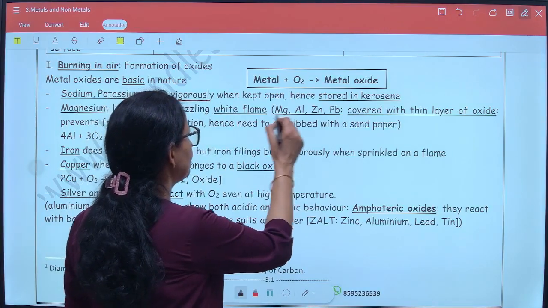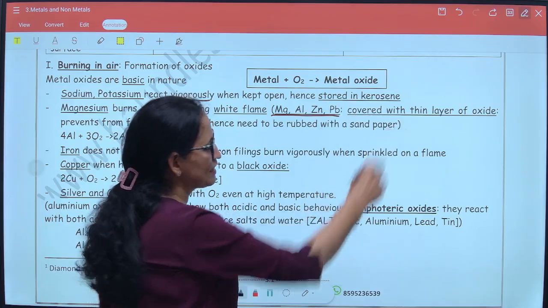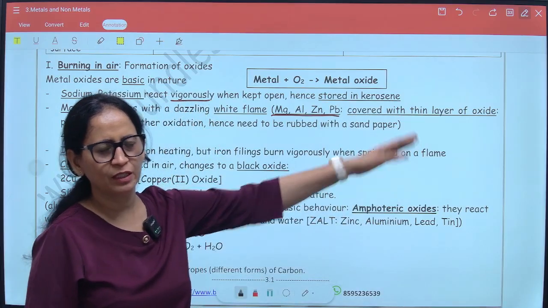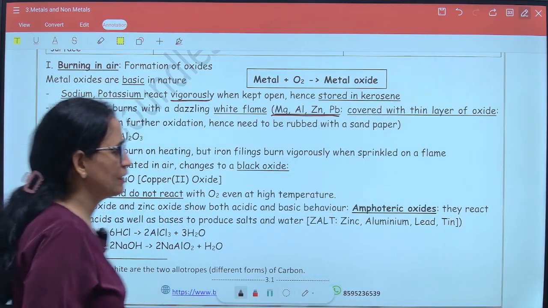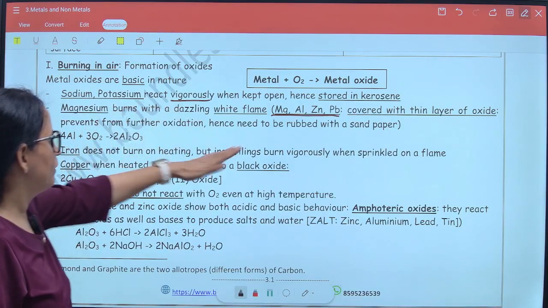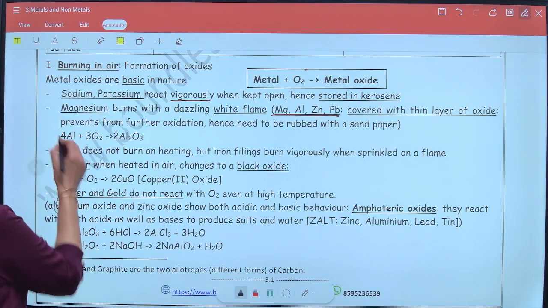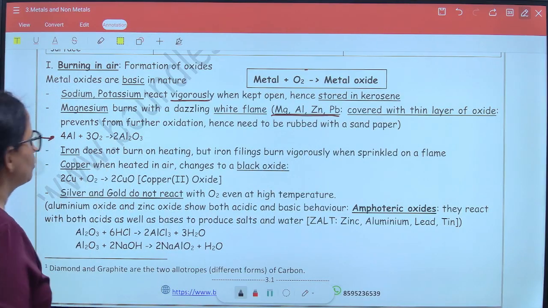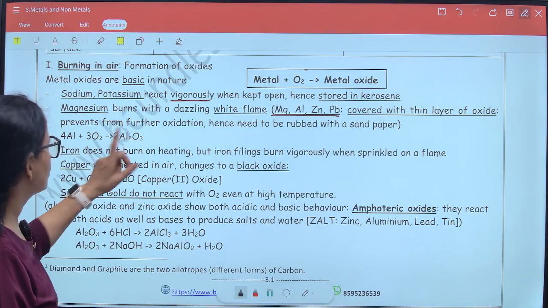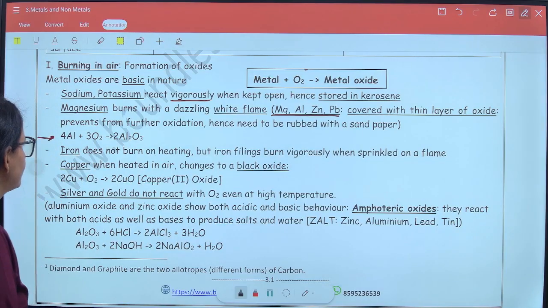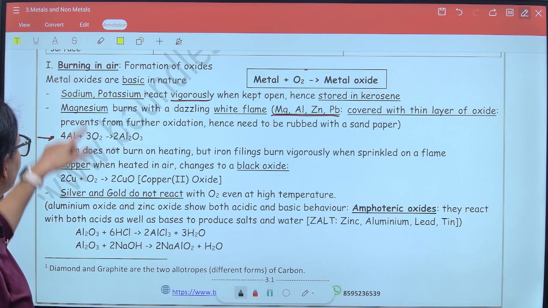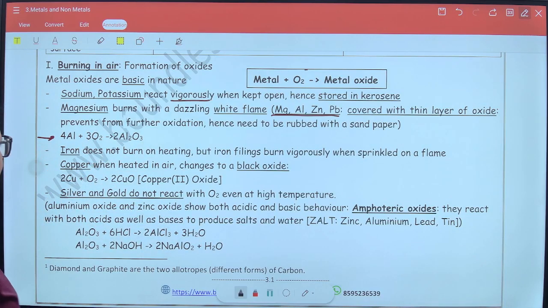So, magnesium, aluminium, zinc and lead, all these get covered with a thin layer of oxide. Visibly it is not there, you can't see that oxide layer, but they need to be rubbed with the sandpaper before you try to burn any of them. Now, one of the reactions given in your textbook is for aluminium. Aluminium plus oxygen gives Al2O3. So, that is, when metals are burnt in air, they form their corresponding oxides.